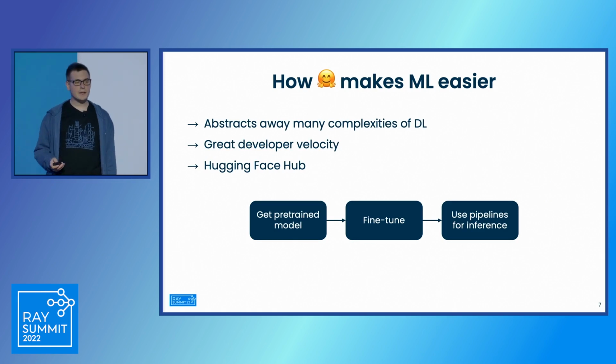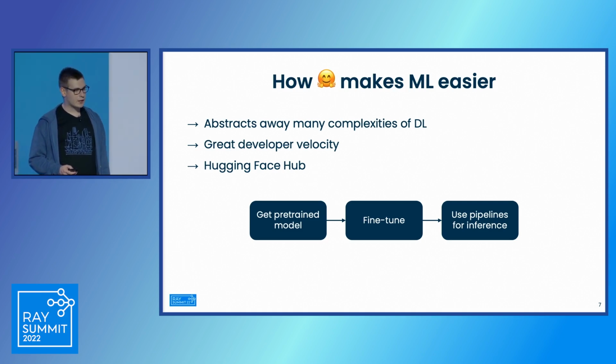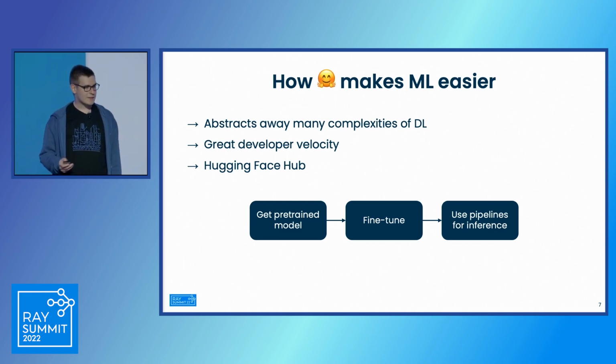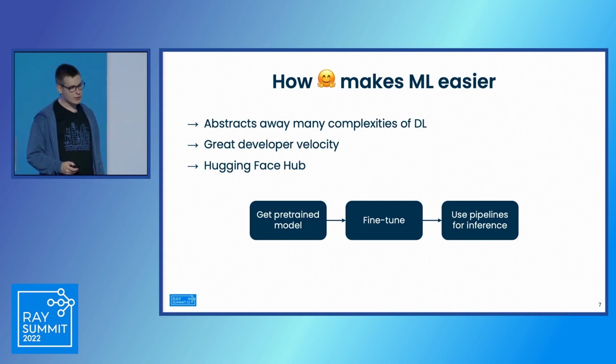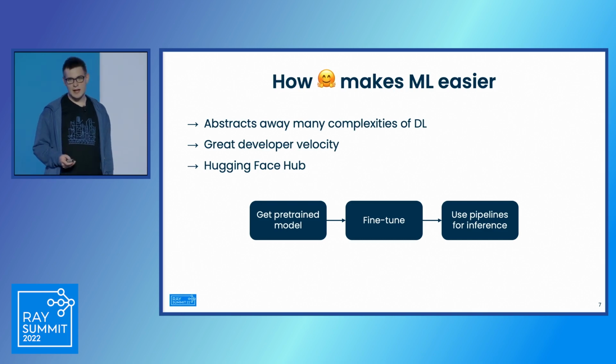So how does Hugging Face make machine learning easier? First of all, it abstracts many complexities of deep learning. With just a few lines of code, you can use a pre-trained model for inference, you can fine-tune it, you can easily get and upload models. It has great developer velocity thanks to that. And it provides the Hugging Face Hub, which, as I mentioned, is a repository of models and datasets where you can obtain and share your own work.